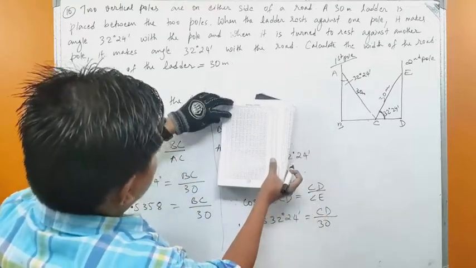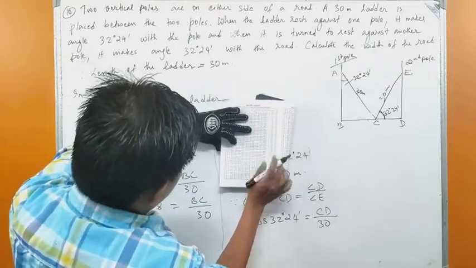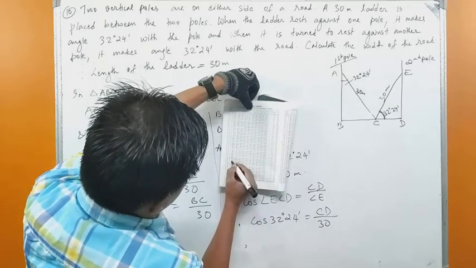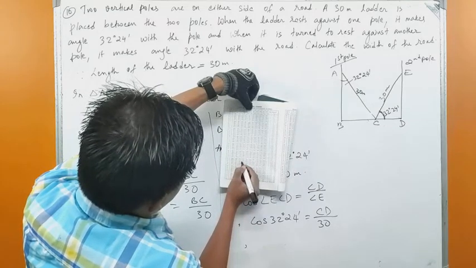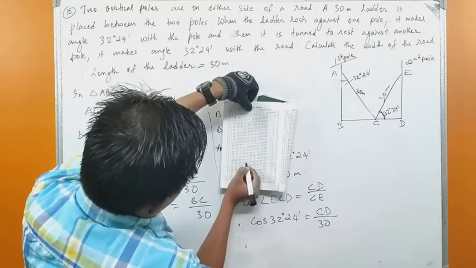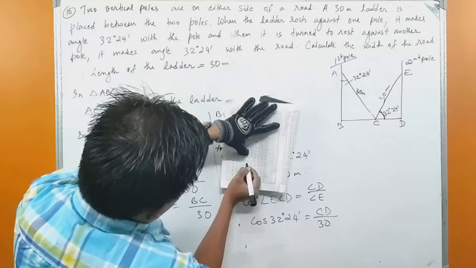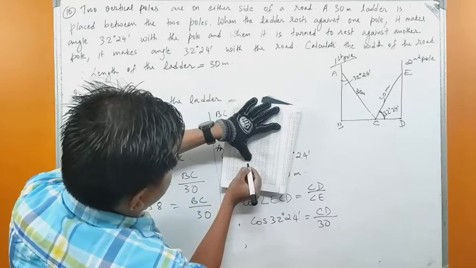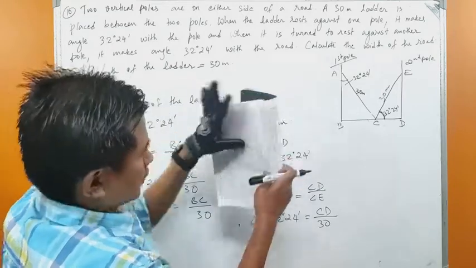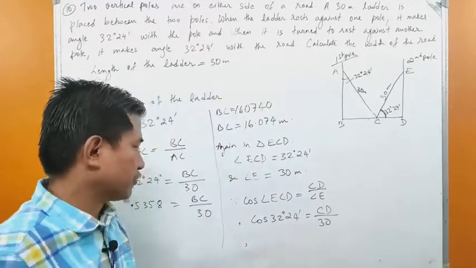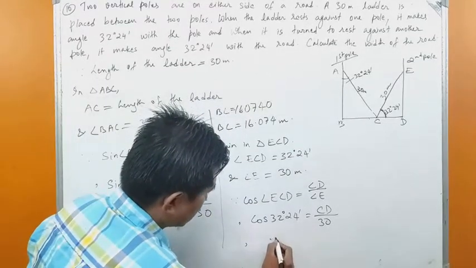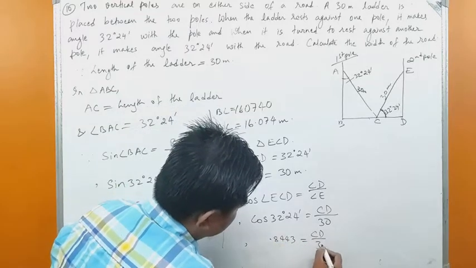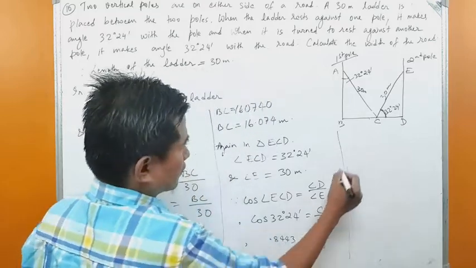In the cosines trigonometry table, you see 32 degree 24 minute. You just move horizontally from 32 degree towards the right hand side, and from 24 minute you move vertically downwards. The point where you meet is the value 8443, isn't it? I hope you can see in your book 8443. This means 0.8443, equals CD upon 30.